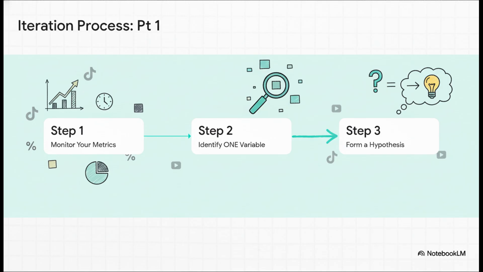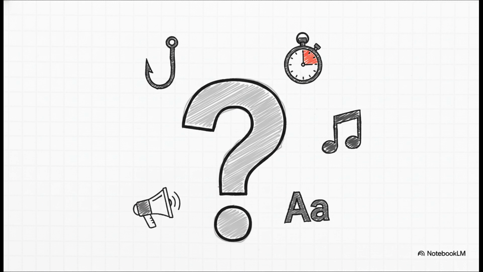And then, step 3, form a really clear hypothesis. You have to know what you're actually testing for. So what kind of things could you test? Oh man, the list is endless. It could be the hook in the first 3 seconds. It could be how long the video is. Maybe it's the song you choose, or even the font you use for your on-screen text. You can test dozens of things. But what's the golden rule? Say it with me, one at a time.